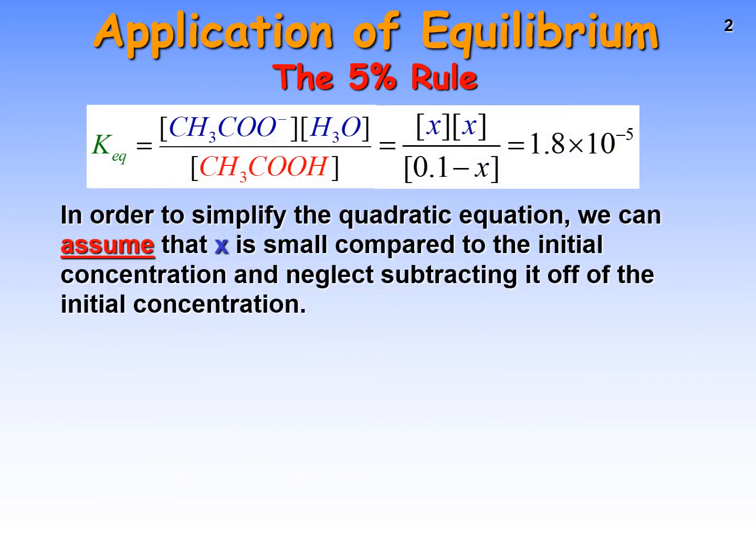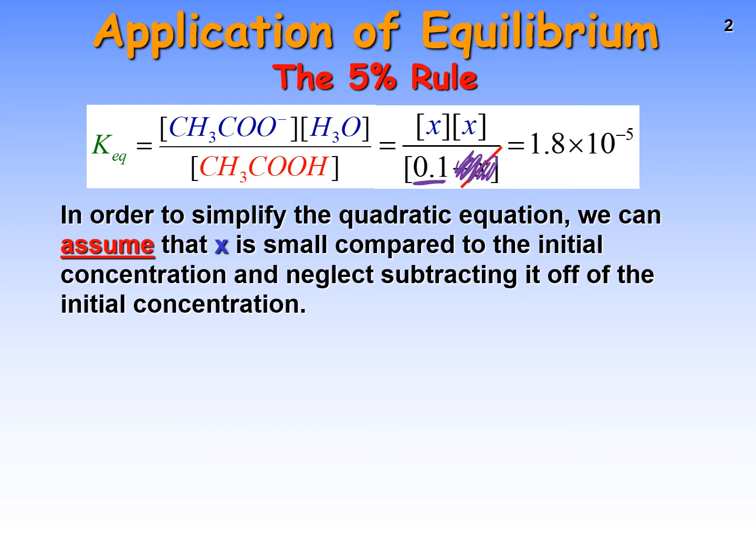So in order to simplify this from a quadratic equation to a simpler equation, we're going to assume x is very, very small in comparison to our initial concentration here. This means that it doesn't really change that concentration, and we can neglect that subtraction. So basically, we're getting rid of all that.